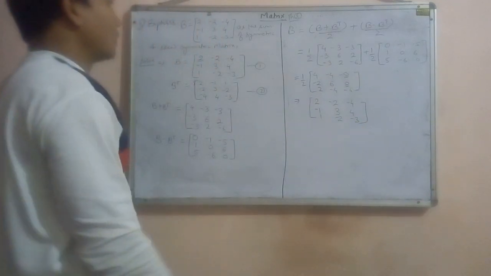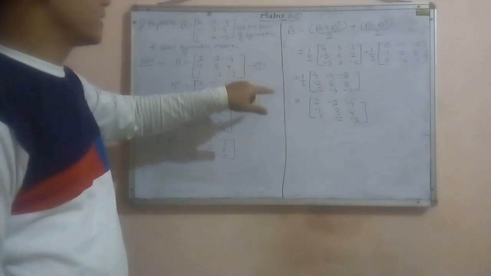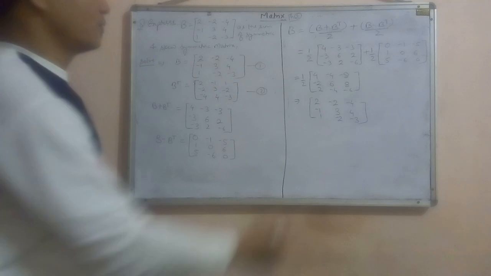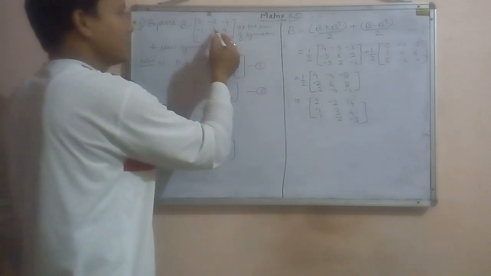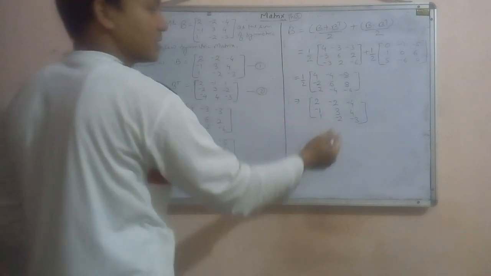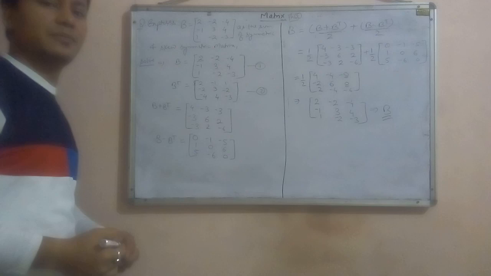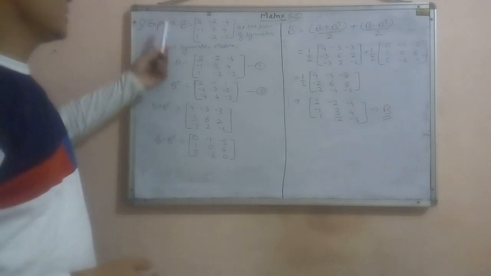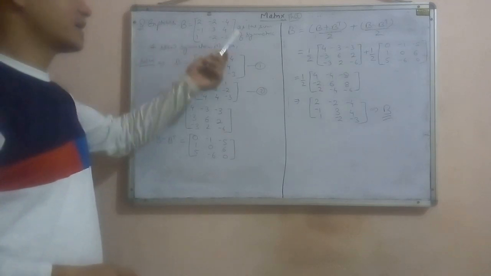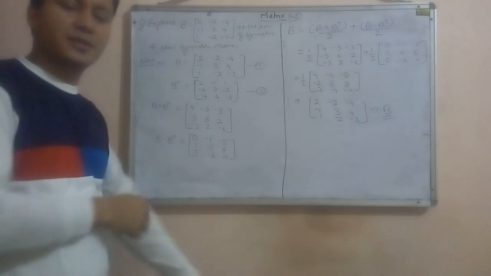Okay, now check the matrix with this, comparing both the matrices. 2, -2, -4; -1, 3, 4; 1, -2, -3. What is the resultant matrix? That is B. The resultant matrix is B. So we can easily check that every square matrix can be uniquely expressed as the sum of symmetric and skew-symmetric matrices. Okay.